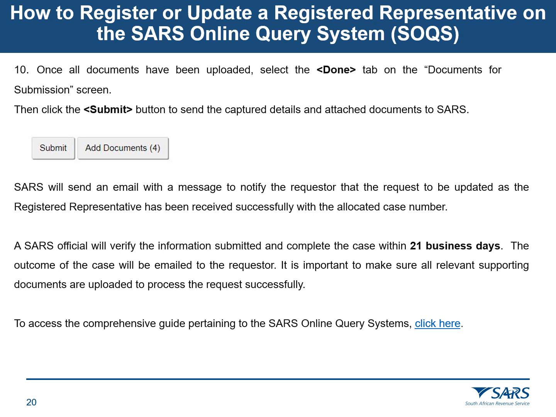SARS will send an email with a message to notify the requester that the request to be updated as the registered representative has been successfully received with an allocated case number. A SARS official will verify the information submitted and complete the case within 21 business days. The outcome of the case will be emailed to the requester. It's important to make sure that all relevant supporting documents are uploaded to process the request successfully. To access a comprehensive guide pertaining to the online query system, please check the website.